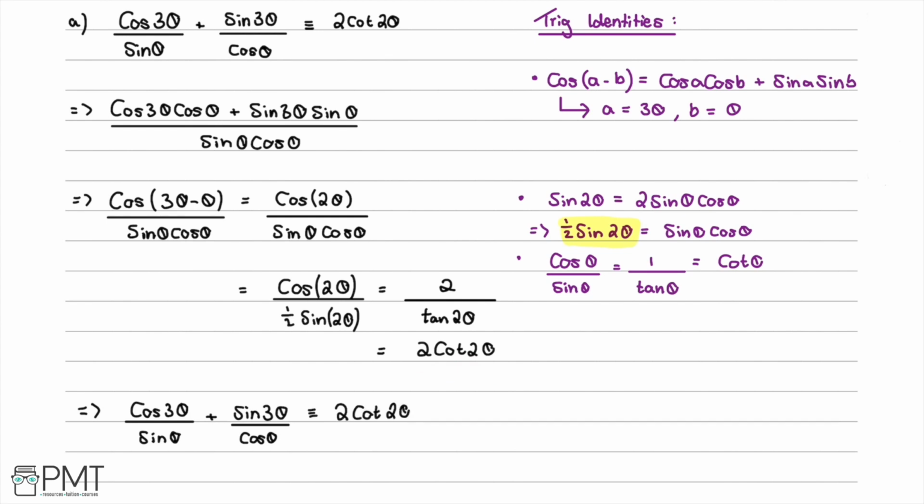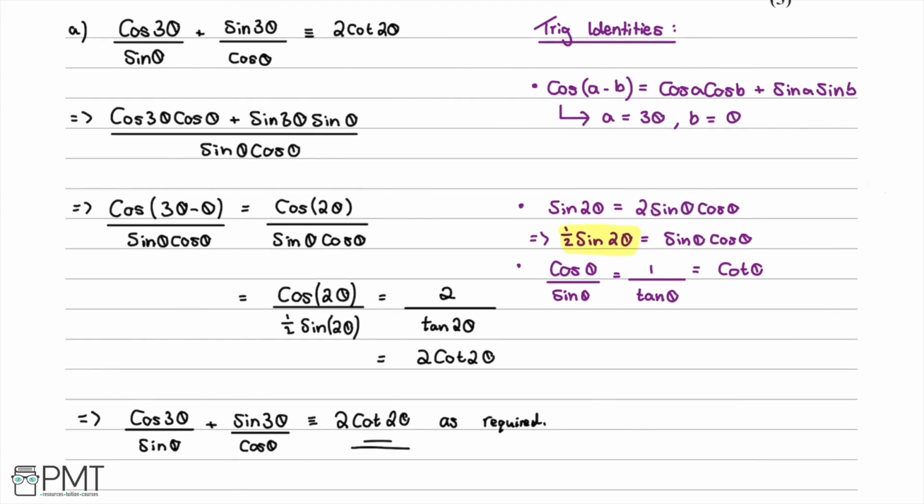And this is what the question was asking for, so we'll write as required. And that's us completed the proof. So this question was worth 4 marks, and we received our first mark for multiplying out our fraction and getting it into one single fraction.